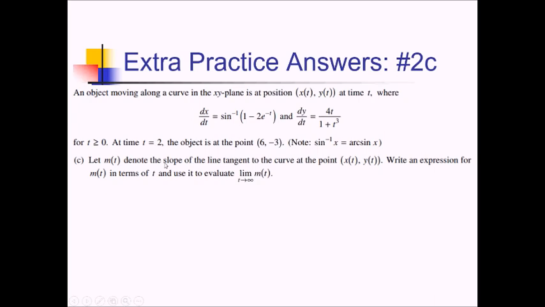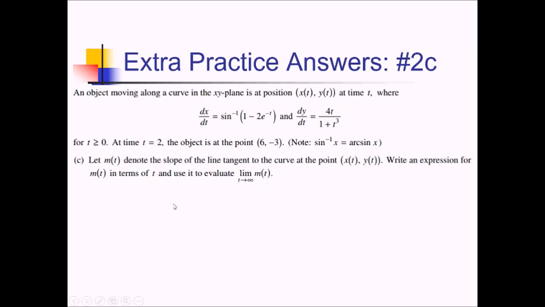On this part, they're letting m of t represent the slope of the line tangent to the curve at x of t comma y of t. So basically this is dy over dx. And they want an expression for that in terms of t, and also they want the limit of that function.